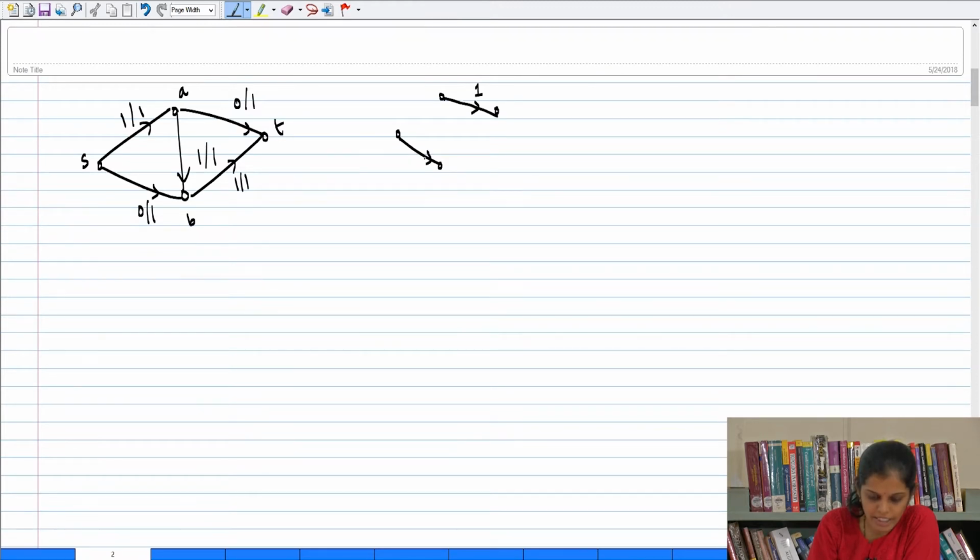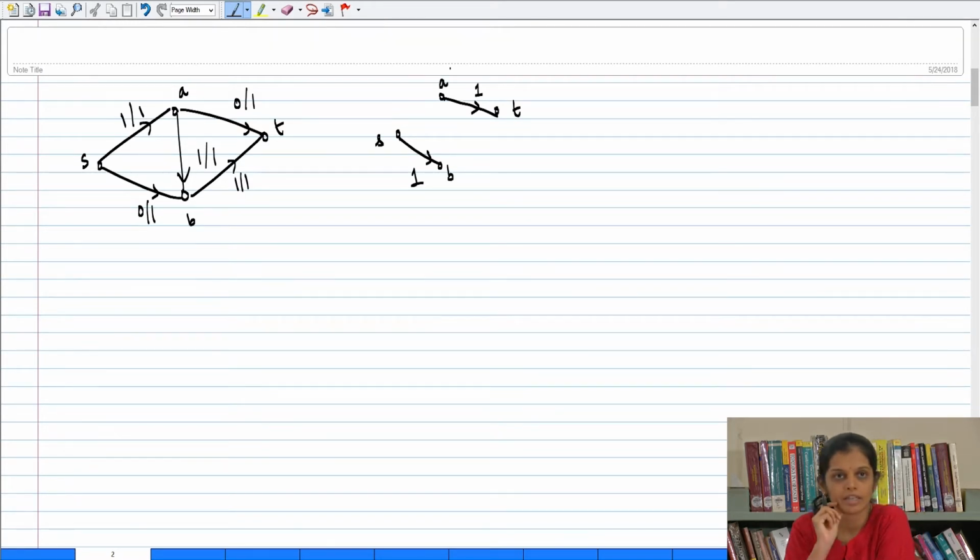What will happen to the edge S to B? It will again survive in the residual network, it will have a capacity of 1. Those are the only edges that will survive. In this network, there is no ST path. So this seems to be a problem. We have sent only 1 unit of flow and still disconnected all ST paths.